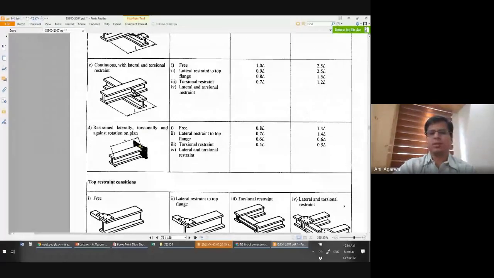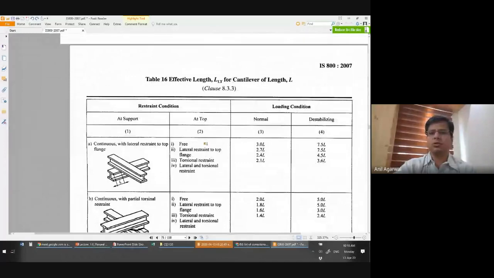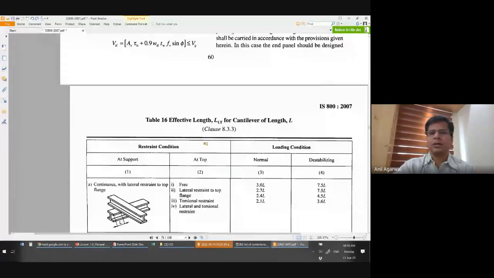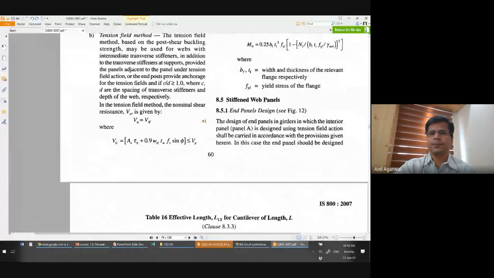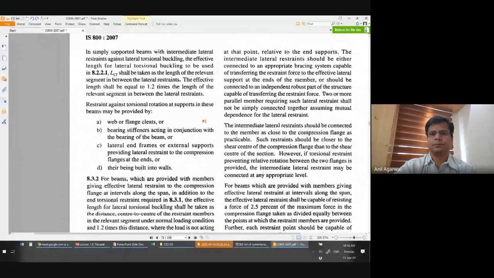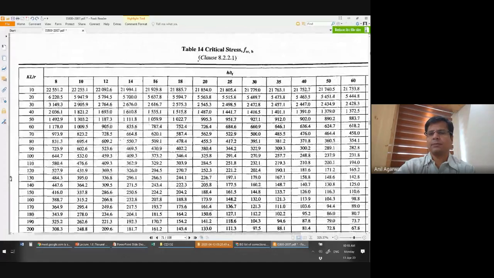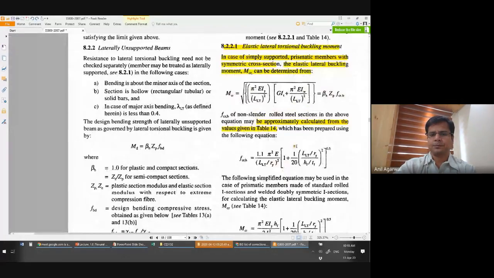Based on these, and based on whether the loading condition is normal or destabilizing, different effective length values are available, and those effective length values, LLT, have to be used in the beam buckling equation. So in the M critical equation, you remember this? Here, in this M critical equation, that LLT value needs to be used. Okay?